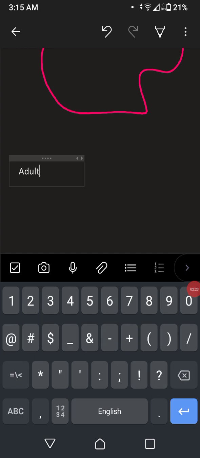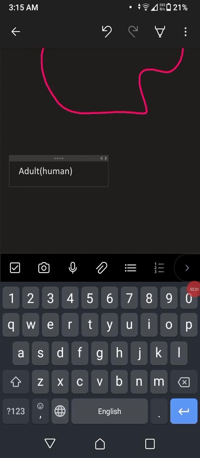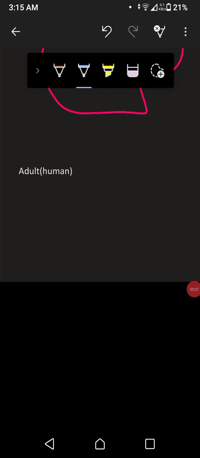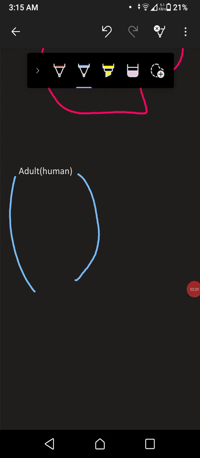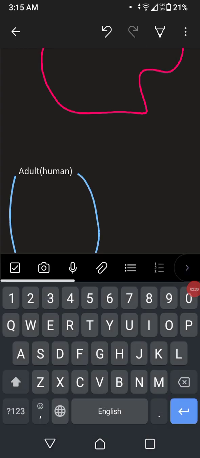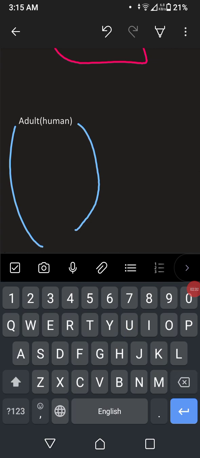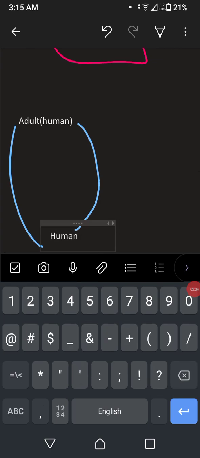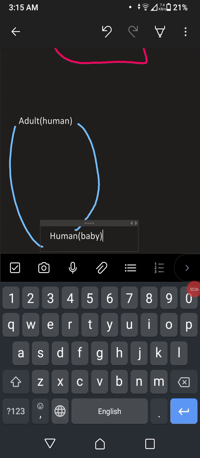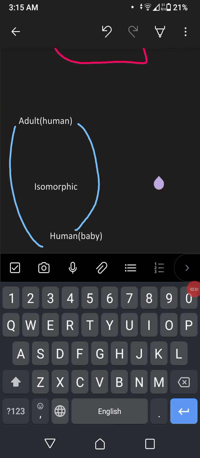Okay, so the adult human and the human baby. Okay, the cycle between the baby to the adult human is known as isomorphic.